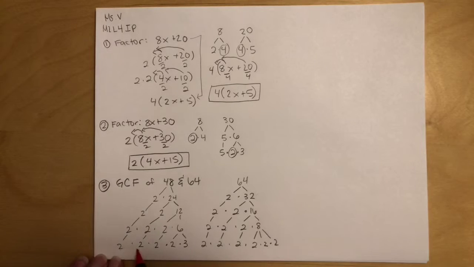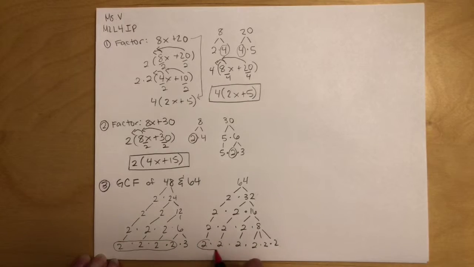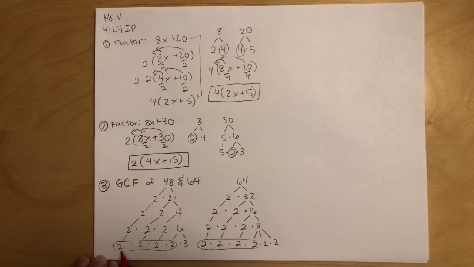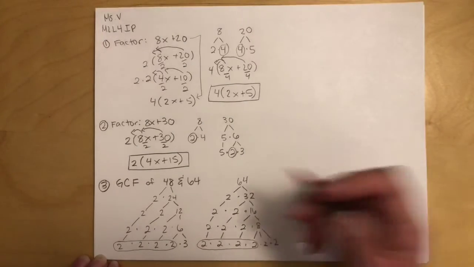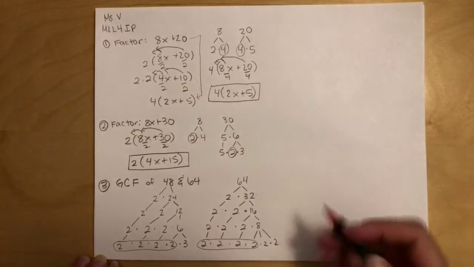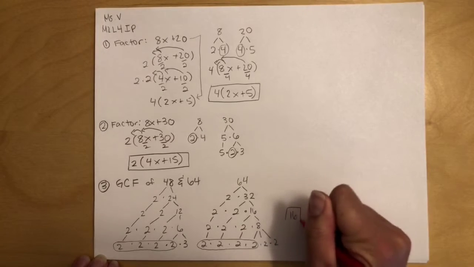So I have 1, 2, 3, 4 2's here. 1, 2, 3, 4, 5, 6 2's here. I'm going to take 4 2's from here, 4 2's from here, and I'll multiply them back out. 2 times 2 is 4, times 2 is 8, times 2 is 16. So the greatest common factor of 48 and 64 is 16.